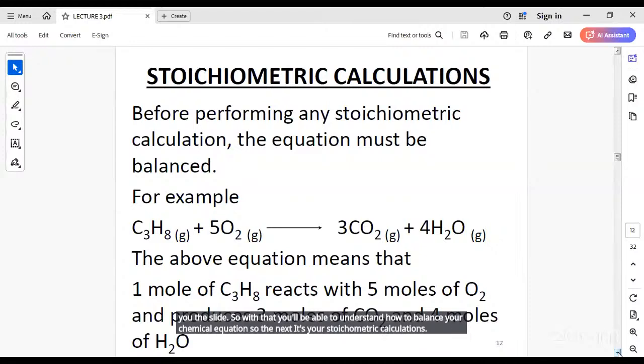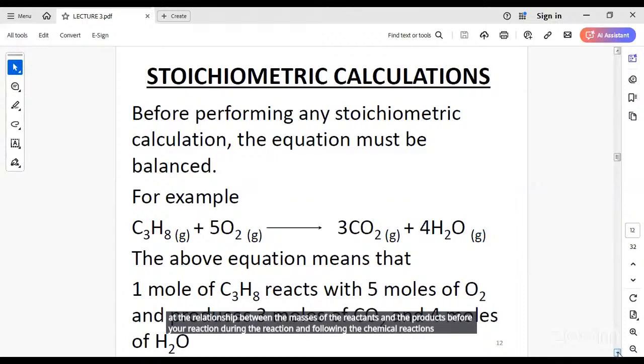When we talk about stoichiometry, we are actually looking at the relationship between the masses of the reactants and the product before the reaction, during the reaction, and following the chemical reactions.